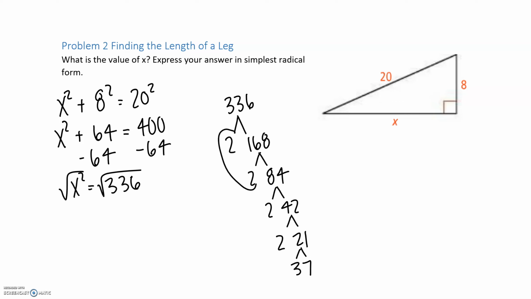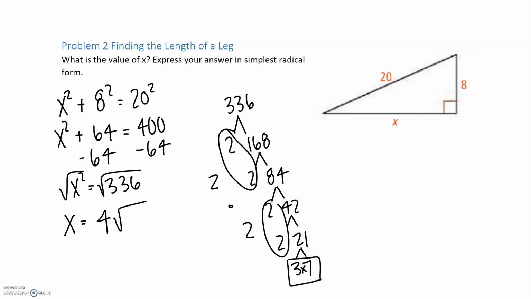So since we have a pair of 2's right here, a pair of 2's right here, we are going to have 2 times 2 on the outside, and our 3 times 7 is going to be on the inside. So that's going to leave us with x equals 4 square roots of 3 times 7, which is 21. Okay, so that's going to be our final answer there.